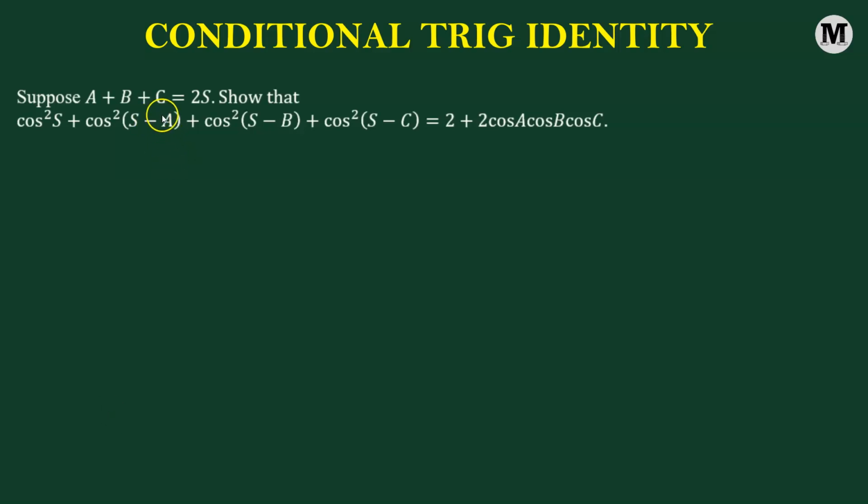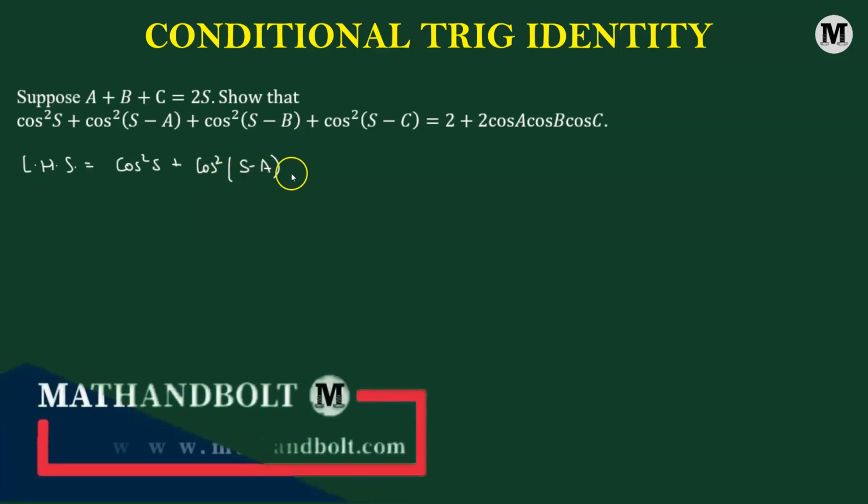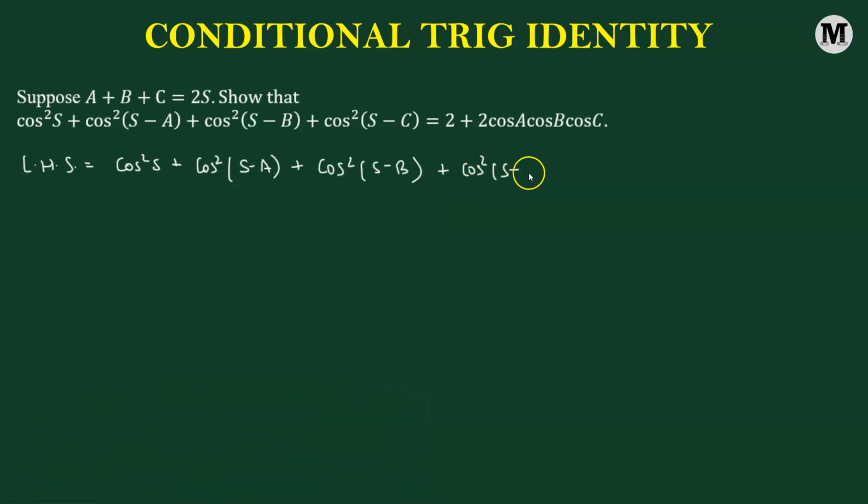Suppose a plus b plus c equals 2s. We need to prove the following. Okay, let us begin. We'll start our proof from the left hand side. On the left hand side, we have cosine squared s, that is added to cosine squared (s minus a). Next, we have added cosine squared (s minus b) added to cosine squared (s minus c).